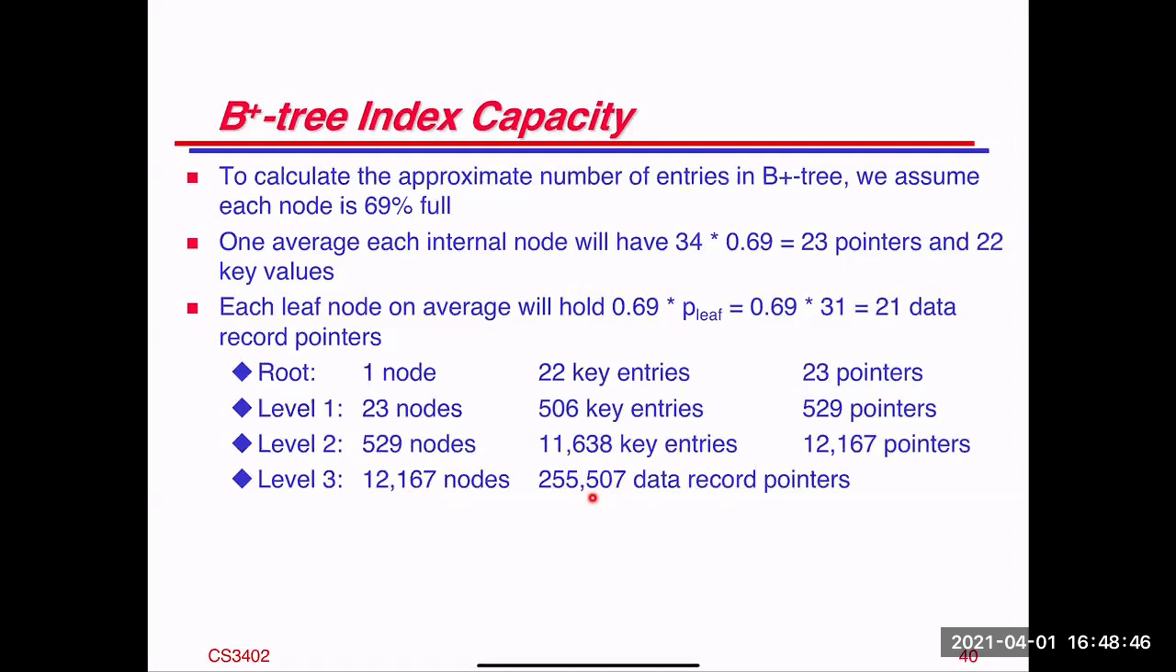Okay, and if you compare this with the values that we get for B trees, you can see that we have a lot more nodes on the same level when we look at B plus trees. Okay, and also a lot more data record pointers. So what this tells us is that we can store a lot more data record pointers and still keep the number of levels relatively small. All right.